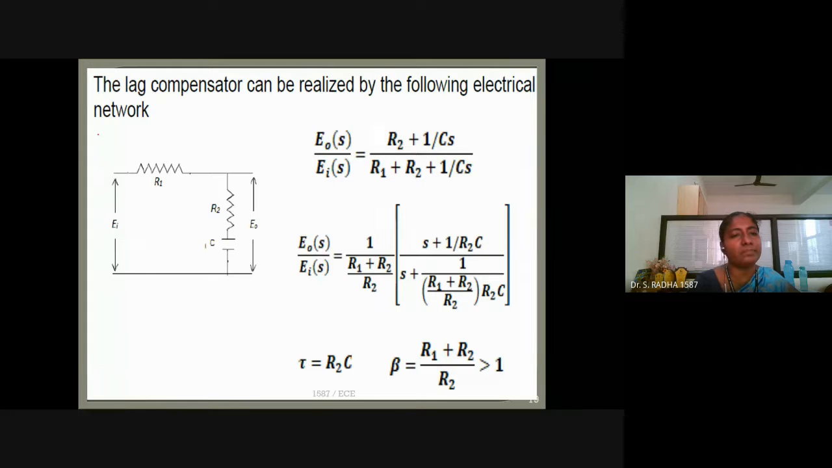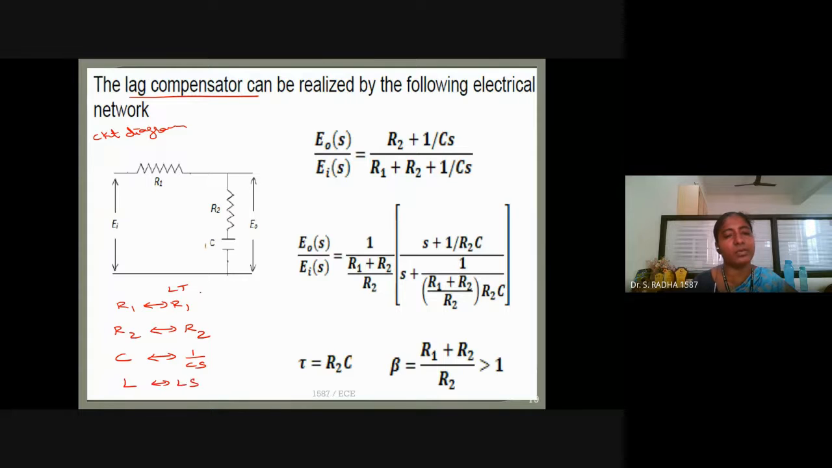This is the circuit diagram of the lag compensator. In the series path only R1, in the parallel path R2 and C in series. For R1, the Laplace transform is R1 only, and for R2 the Laplace transform is R2 only, because these are constants. A constant is taken as an impulse signal, so it will be 1. If C is there, its Laplace is 1 by Cs. If L is there, its Laplace is L into S. These are the things we know for writing the Laplace transform.